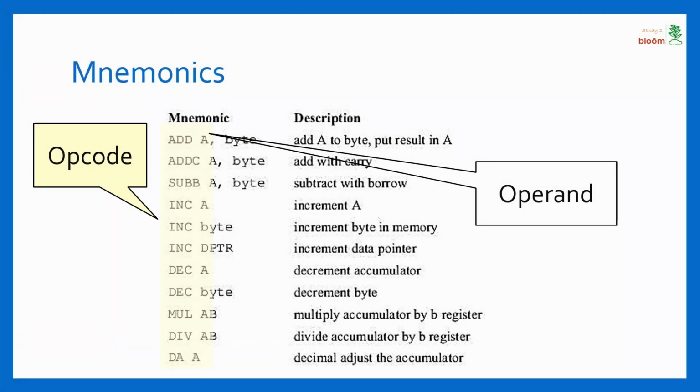This is an example of the mnemonics format. Here it consists of two parts, opcode and operand. The opcodes are add, inc, mul, div.